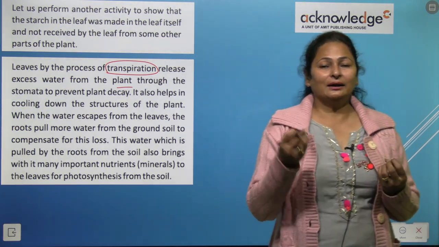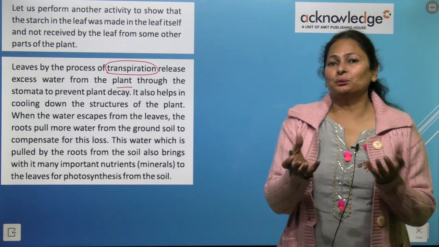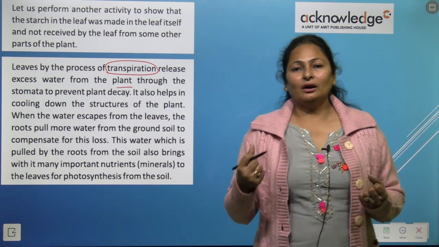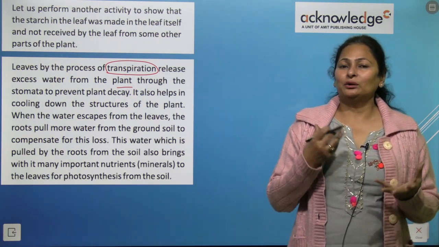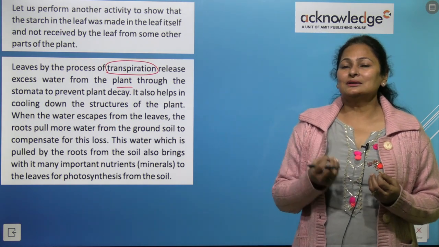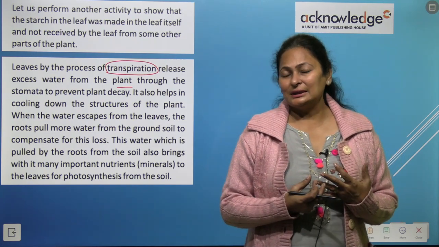Sometimes it happens that we pour so much water into the plant. So what will happen if it is not taken out? The plant can die, right? So the plant also does this activity on its own. This process is known as transpiration.